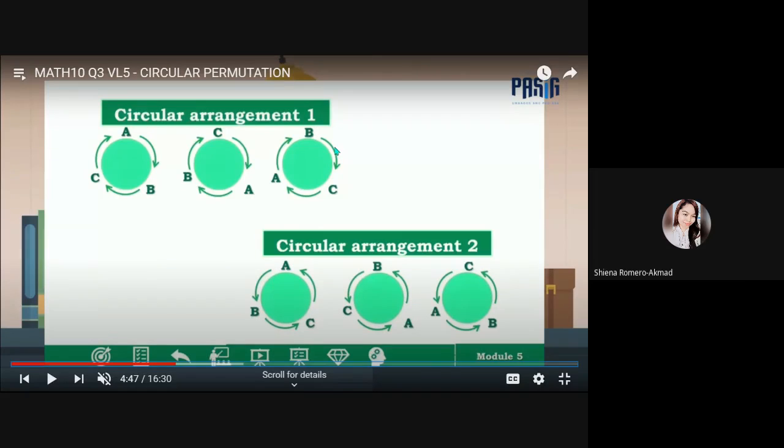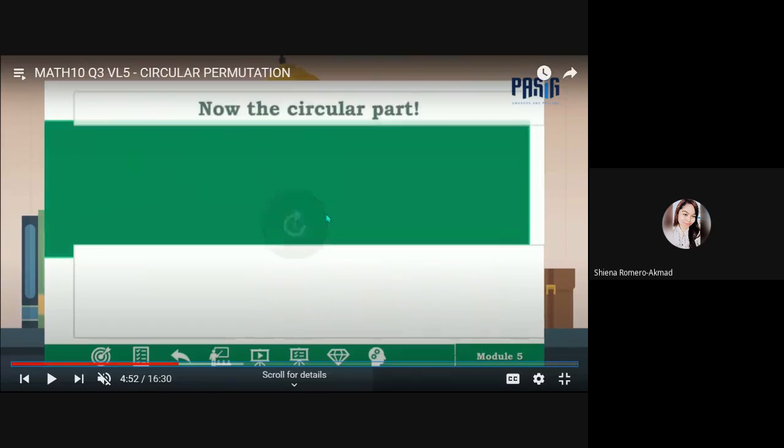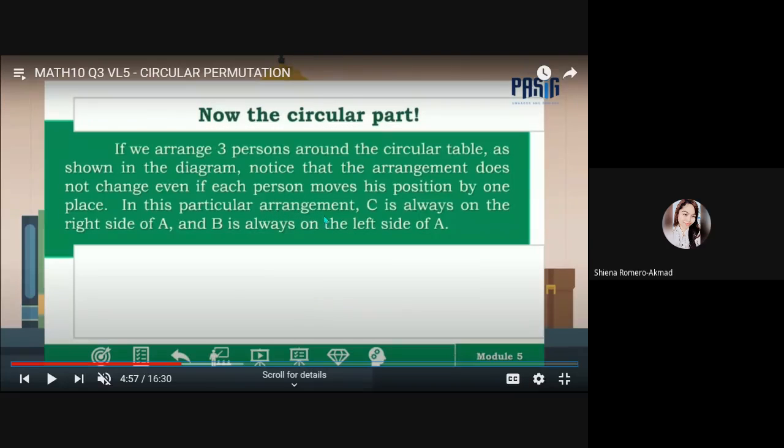So kanina, anim kapag linear arrangement. Kapag circular arrangement, hindi na siya anim but instead it's 2 only. So there are 2 arrangements only. So, paano nangyari yun? Paano nakuha yun? If we are going to arrange around the circular table, as shown in the diagram, katulad nga nung kanina, kung mapapansin nyo, yung arrangement nila doesn't change. Even if they move their position from one place to another, they don't change, or the arrangement doesn't change.